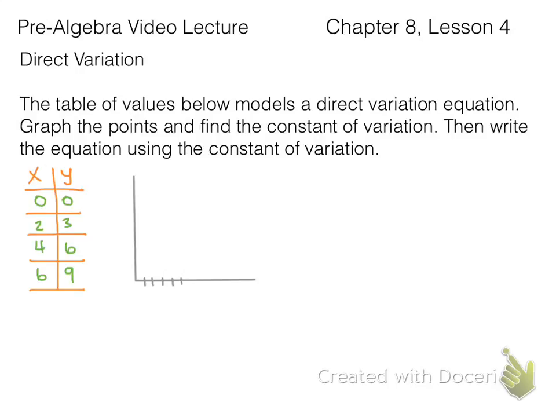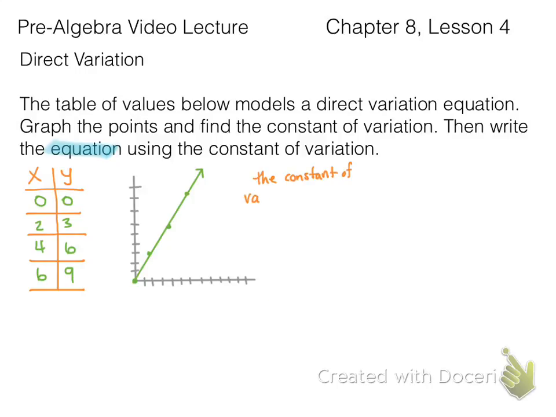Okay, so the table of values below models a direct variation equation. I'm going to graph the points and find the constant of variation, then write the equation using the constant of variation. So last time they were asking for just the constant of variation. This time we're looking for the equation, which is going to be y equals kx, where k actually equals a number. So I've got my graph. I'm going to graph some points. There they are. And I'm going to figure out the slope of the line.